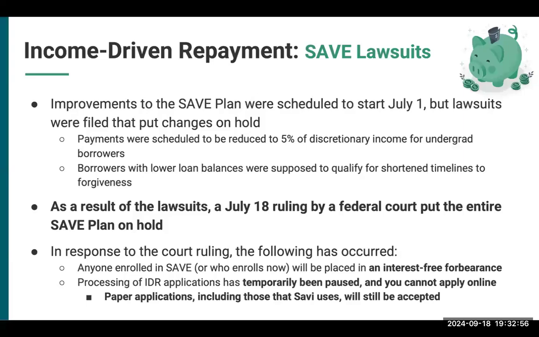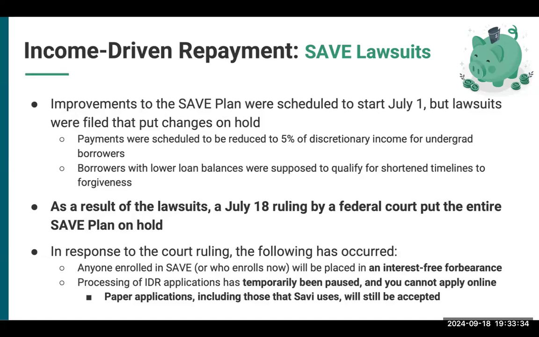However, as a result of some of these lawsuits that have come through and a July 18th ruling by a federal court, the entire SAVE plan has been put on hold. Okay, so in response to the court ruling, here's what's occurred. Anyone who is already enrolled in the SAVE plan was placed in an interest-free forbearance. Anyone attempting to enroll in SAVE right now will be put into a forbearance that may not necessarily be interest-free while they are trying to process these applications, okay?